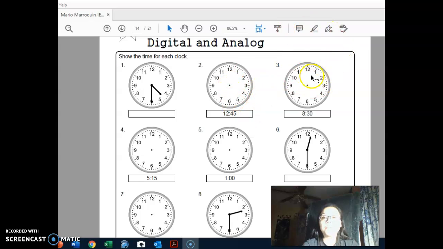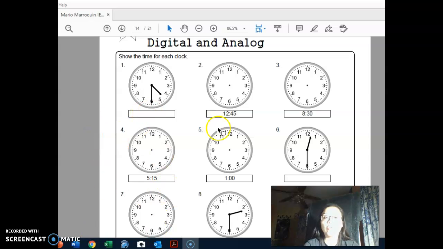Number 3, it says 8:30. How would you draw the minute and the hour hand on a clock? So if it's 8:30, where would your small hand go? The small one is your hour, 8. And your big hand, which is your minute, would be on the 6, and that's going to be 8:30.